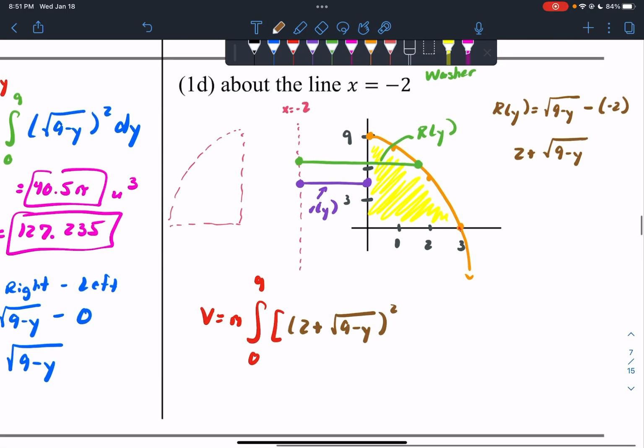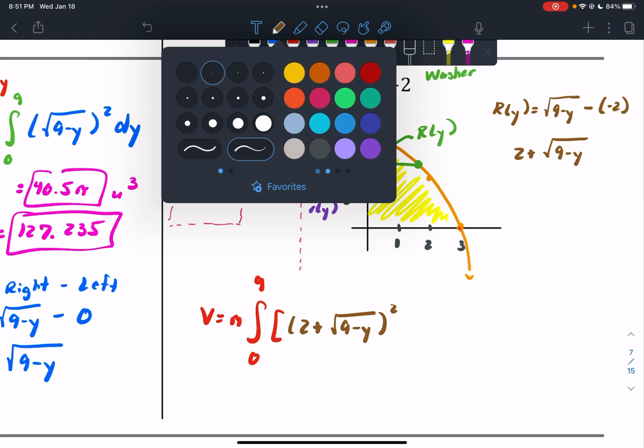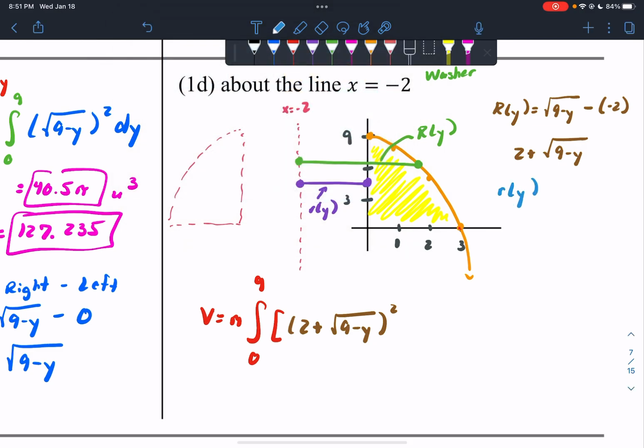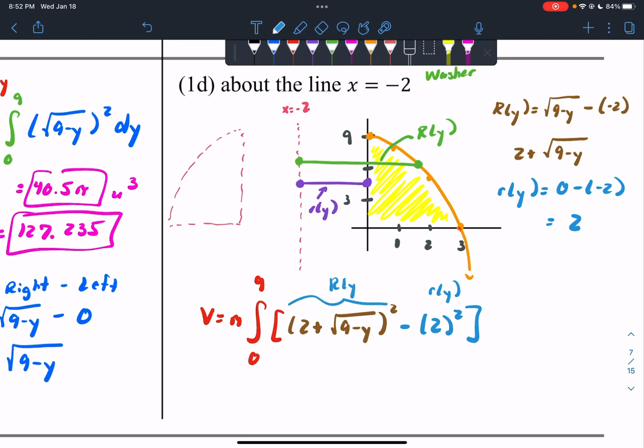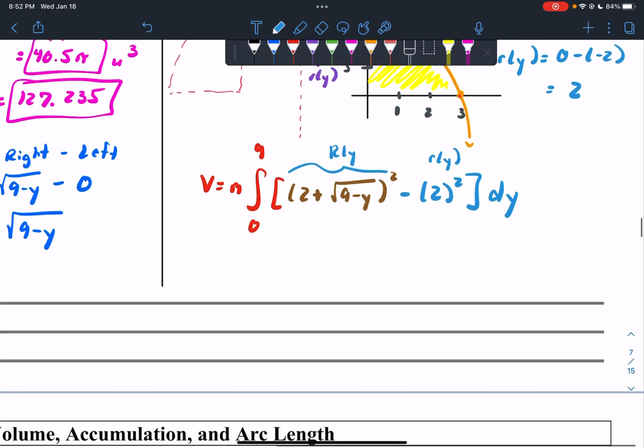That's the largest radius. And then the smallest radius, your little r of y, is your right, that's 0, minus your left, that's x equals -2. So 0 minus -2 equals 2. So there's your little r. So this is little r of y, and right here is big R of y. dy. If you're working with y's, make sure you put a dy. You want to set this up correctly. So again, pause it. See if you can do the math. See if we agree.